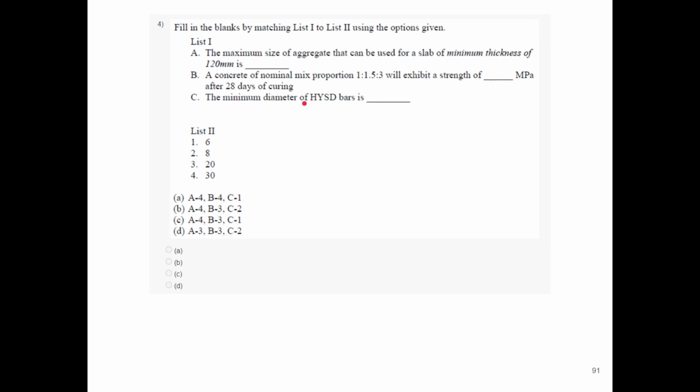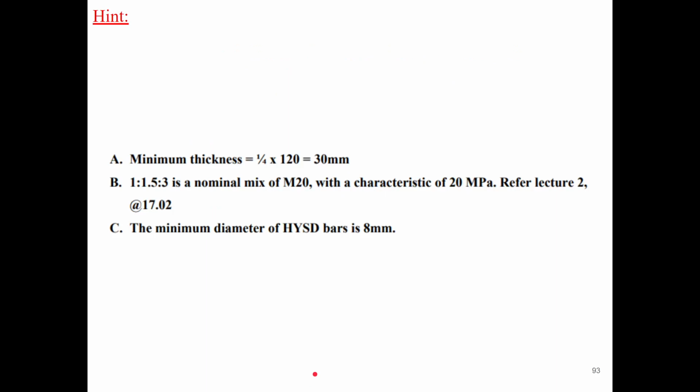Third, the minimum diameter of HYSD bars is dash. HYSD basically stands for high yield strength deformed bars. For high yield strength deformed bars, the minimum diameter is taken as 8 mm. So 2 will be the correct option, C2. So basically A4, B3 and C2. So option B will be the best, the correct option.